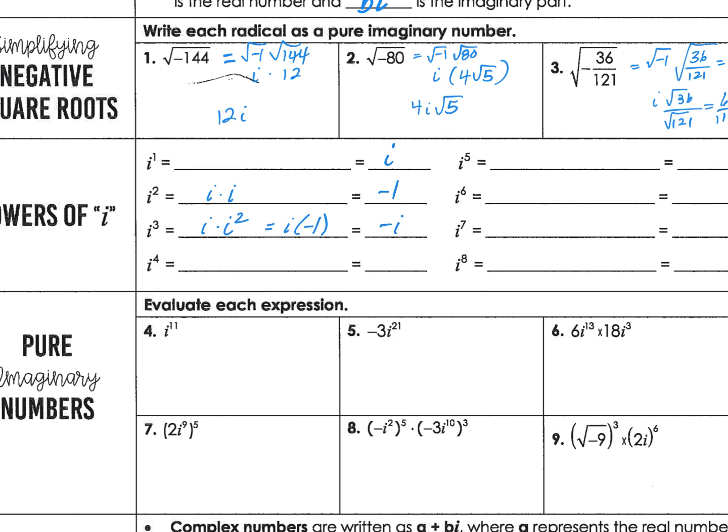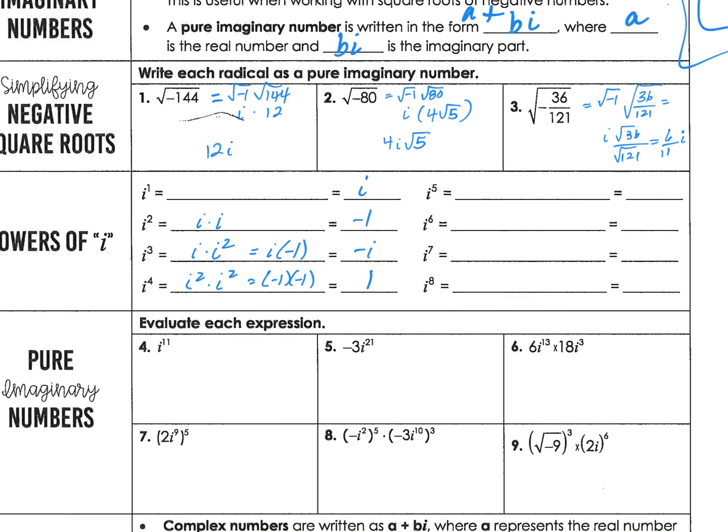Follow the pattern here. i to the fourth would be i squared times i squared, wouldn't it? So this would be negative 1 times negative 1, which is just 1. i to the fifth, i squared times i squared times i. Well, that'd be i to the fourth, which is 1, times i, which makes it i, doesn't it? Well, what would i to the sixth be? i to the fourth times i squared. Well, i to the fourth is what? i squared is? So this becomes 1 times negative 1, which is negative 1. Anybody seeing a pattern here yet? Anybody want to guess what i to the 7th is?